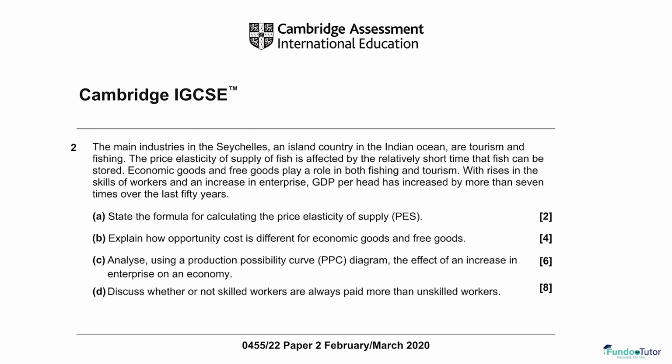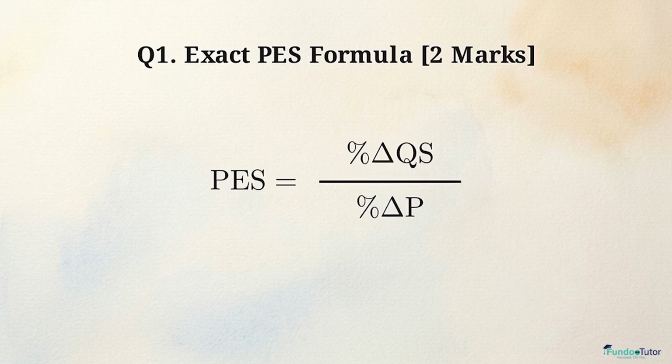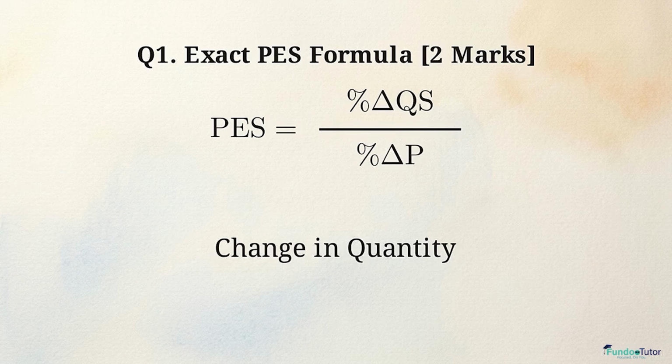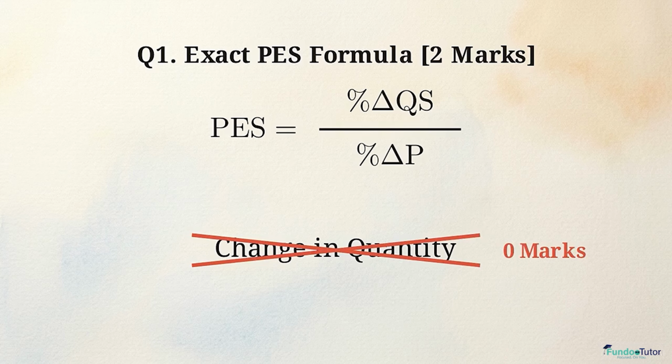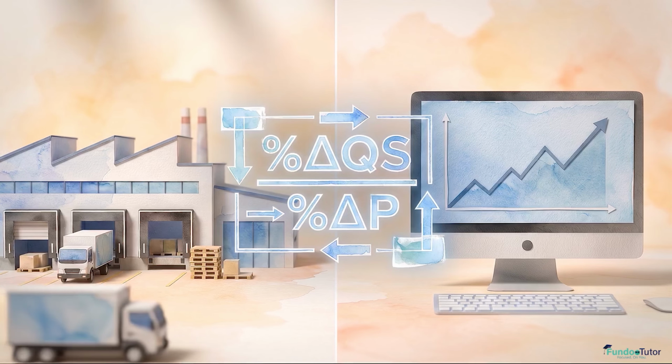Question 1 is a standard 2-mark paper 2 prompt, asking for the exact PES formula. To secure both marks, you need to state the percentage change in quantity supplied divided by the percentage change in price. Notice the phrasing here. If you just write change in quantity without the word percentage, you will score 0 marks. Examiners look specifically for that exact percentage calculation. This formula is your foundational tool. It mathematically proves whether a business is agile enough to take advantage of shifting market prices.